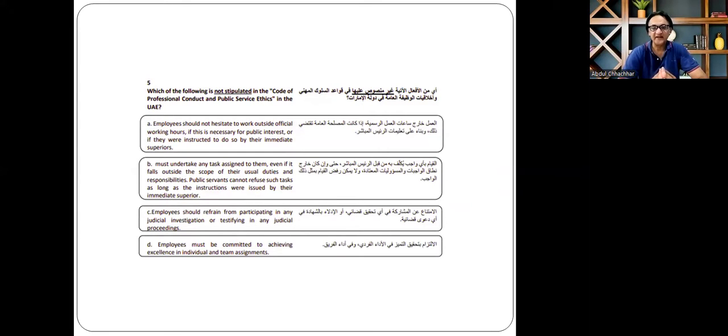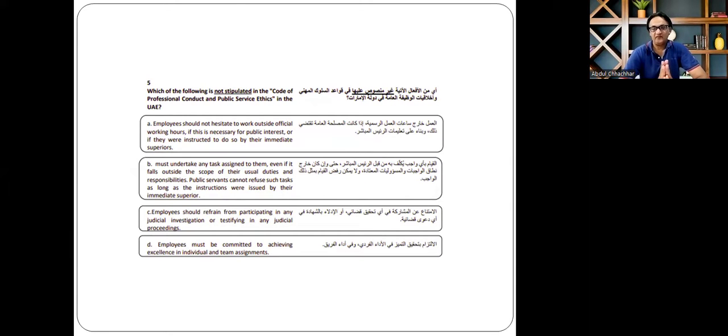However, employees should refrain from participating in any judicial investigation, or this is talking about the formal agreement or any kind of things that have created violence. Okay, and employees must be committed to achieving excellence in individual and team assignments. Okay, so the question says not to be part of that one. So when you are talking about the code of conduct, that means something that is strictly either prohibited or not prohibited, as you have signed the agreement for that one.